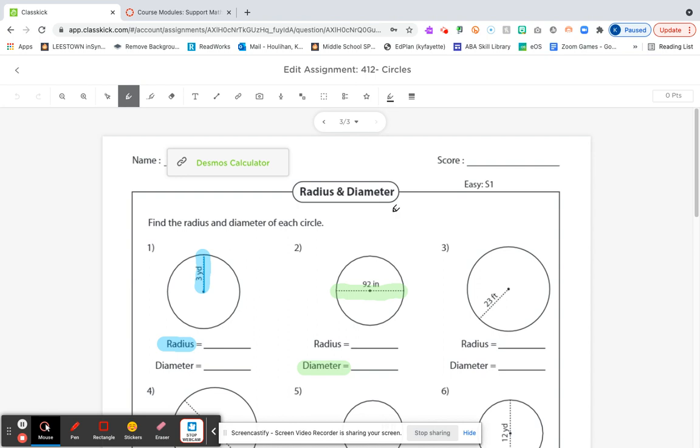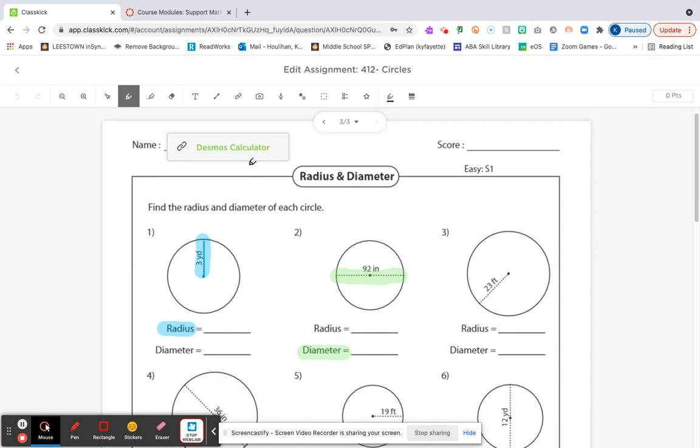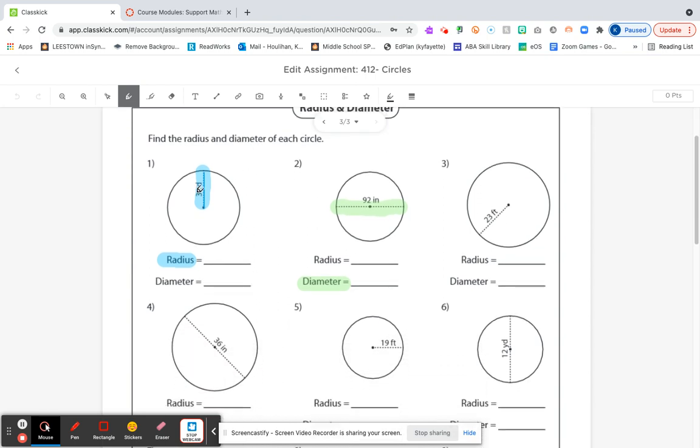All right, so then you're going to go over. I have the Desmos calculator here for you. I have highlighted this is a radius. It's halfway through the circle. So the radius is 3. That's given to you. To find the diameter, I'm going to need to multiply.